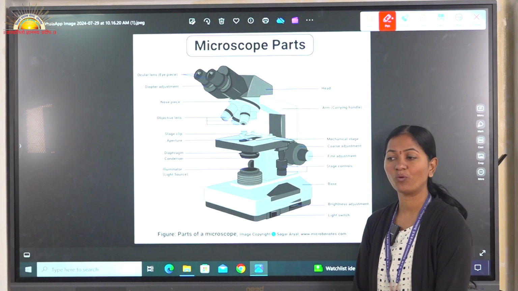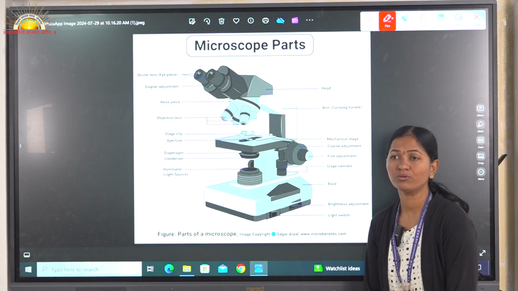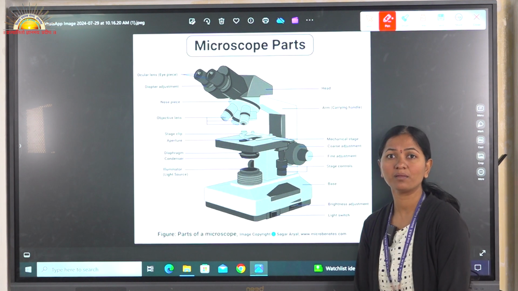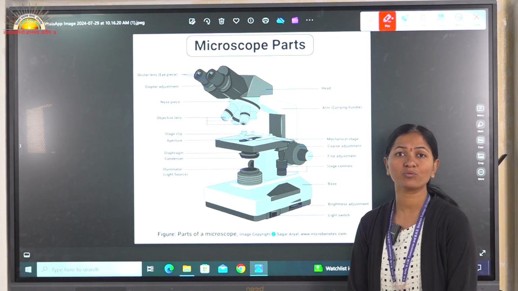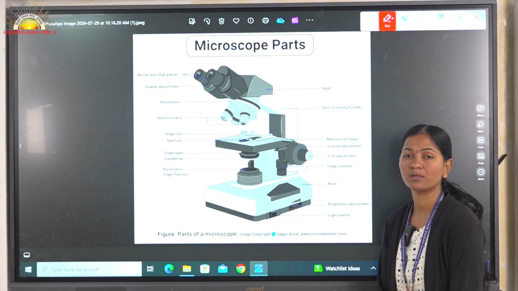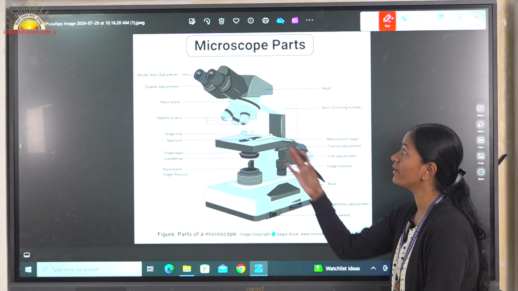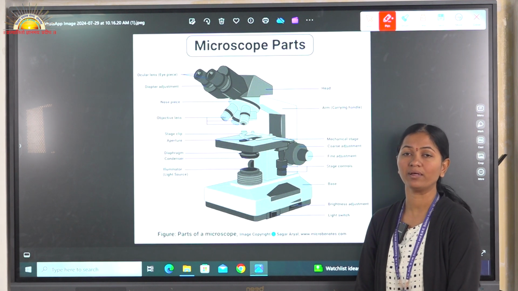A lens system is used in a microscope, which categorizes microscopes into two types: a single microscope and a compound microscope. A single microscope is a device which uses a single lens system. Again, a compound microscope is a microscope having more than two lens systems.